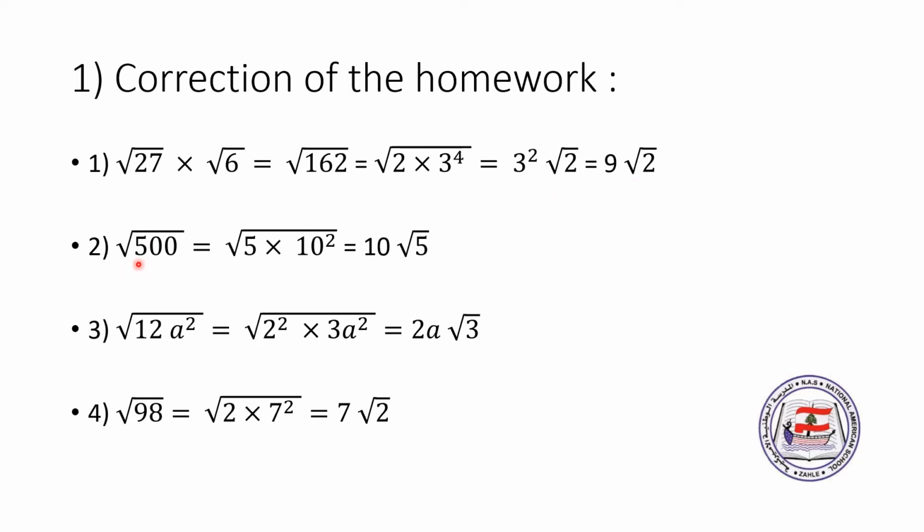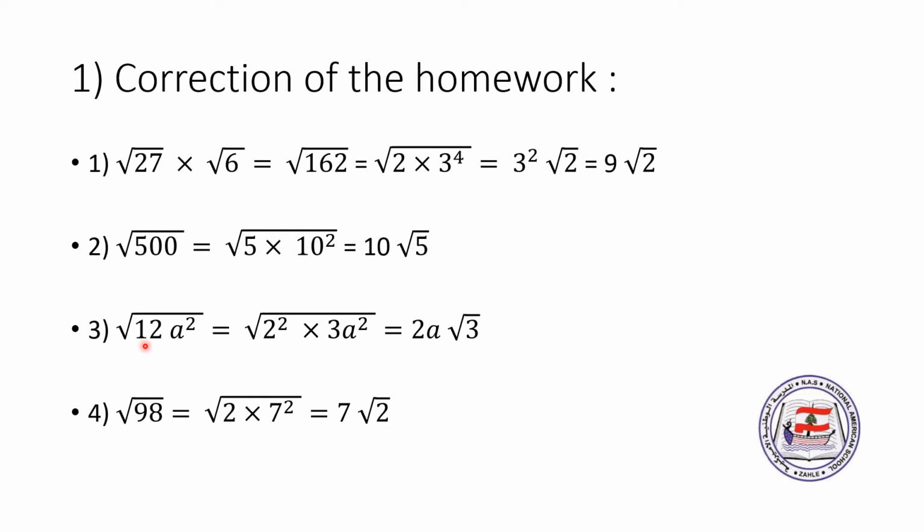In example 2, for square root of 500, we can directly write 5 times 10 to the power of 2, and then reduce 10 square into 10 to the power of 1 square root of 5.